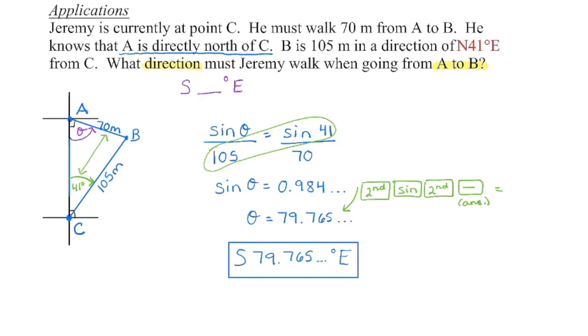Tell me what to round to in this particular question. We normally round degrees to the nearest whole angle if it doesn't. So if you filled in 80, that's okay. But we also can leave it as an exact value. So that's what I did in this case. So we are going to walk, or Jeremy is going to walk 79.7, etc. degrees east of south in order to get to point B.